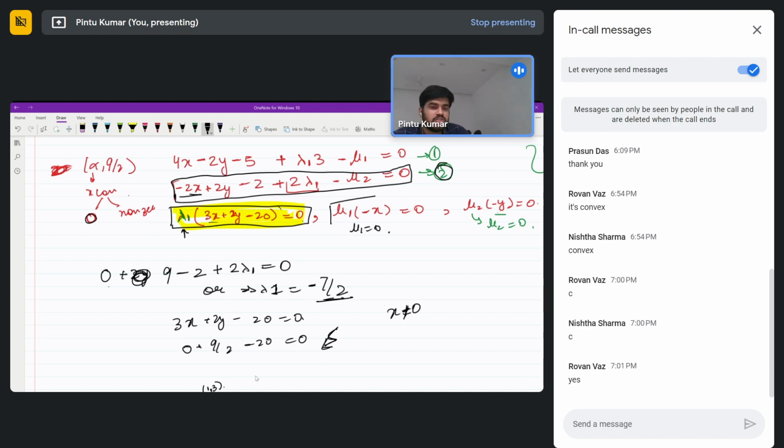Now if my x is non-zero, if I put it in this condition, then this makes my mu1 equal to 0. Is it clear now? Yes, sir. This is how we eliminated the case that x equal to 0 is not possible.